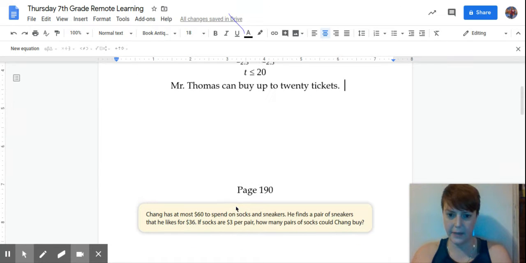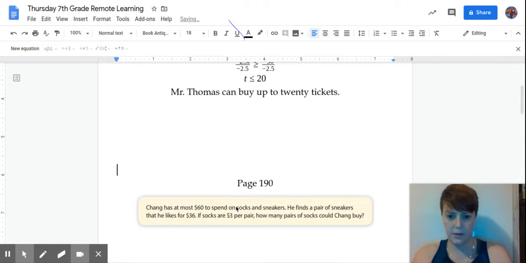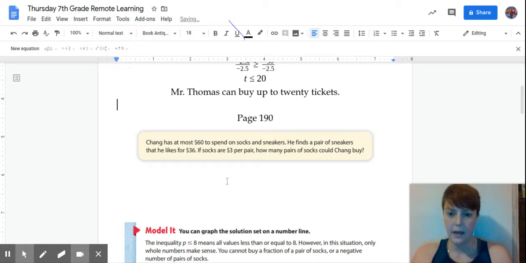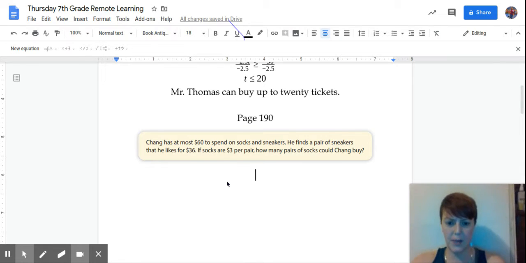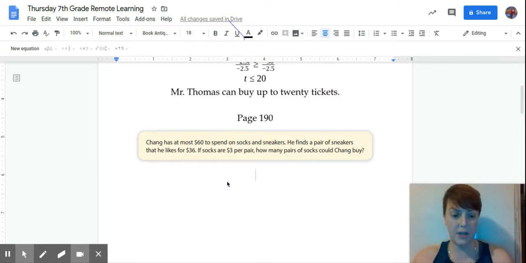So there we go. We're going to make this come up here. Chang has at most $60 to spend on socks and sneakers. He finds a pair of sneakers that he really likes for $36. If socks are $3 per pair, how many pairs of socks could he buy? Now, there's a couple of different inequalities that we could set this up with. If he has $60 and he spends $3 per pair, he needs to have at least $36 left.